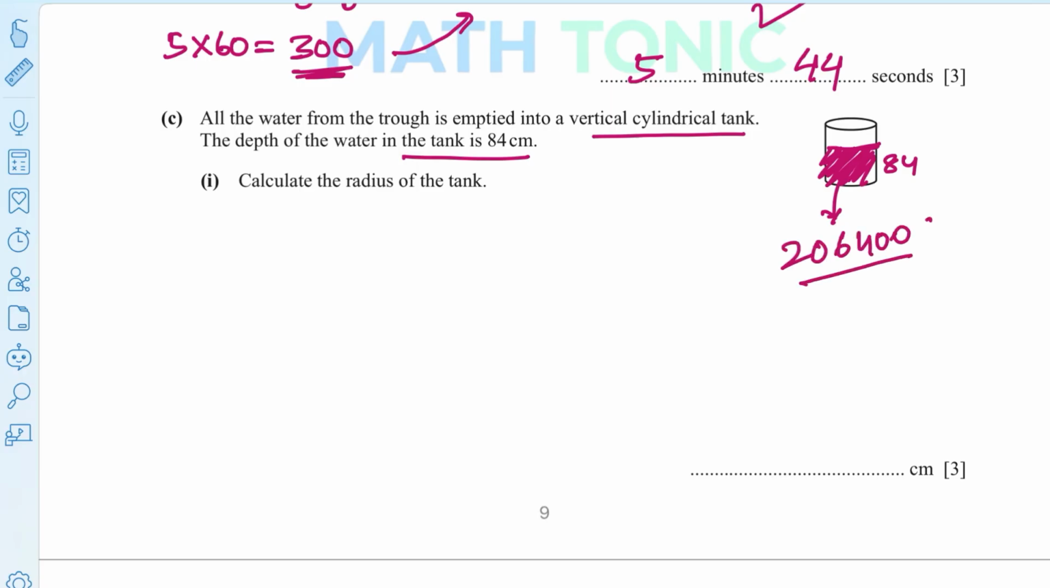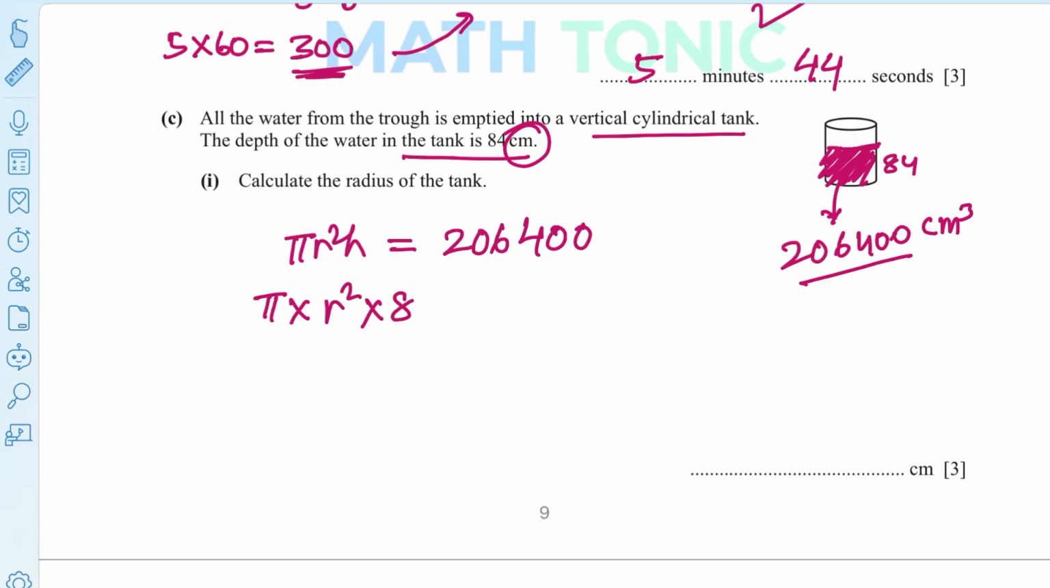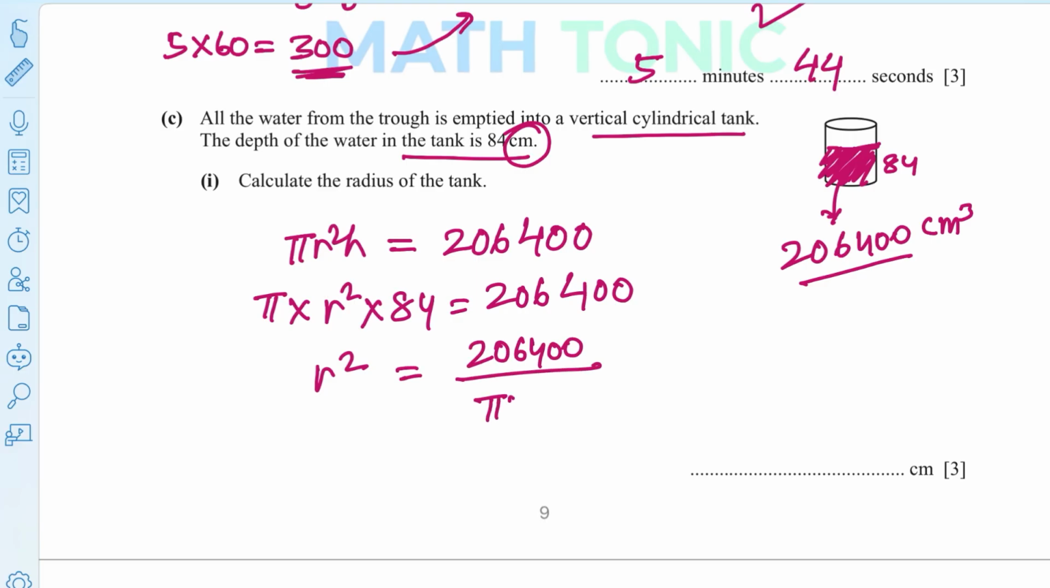206,400. I'm writing in terms of centimeter cube because this is given in centimeter. Okay, so we can say that pi r squared h equals 206,400. Pi times radius, which we don't know and need to find out, times height, which is given as 84, equals 206,400. Now r squared equals 206,400 over pi times 84.